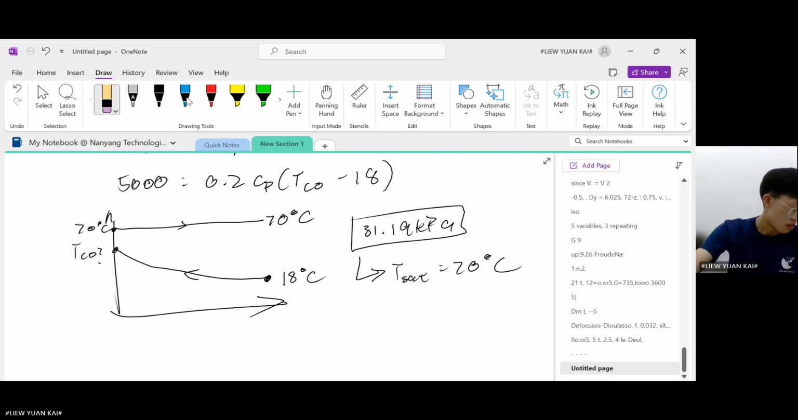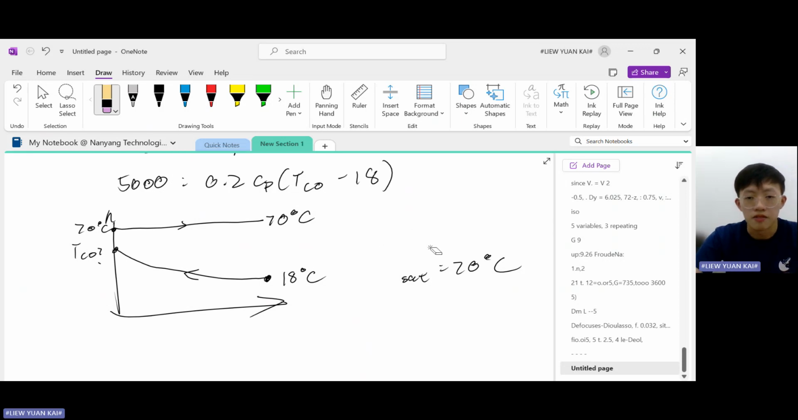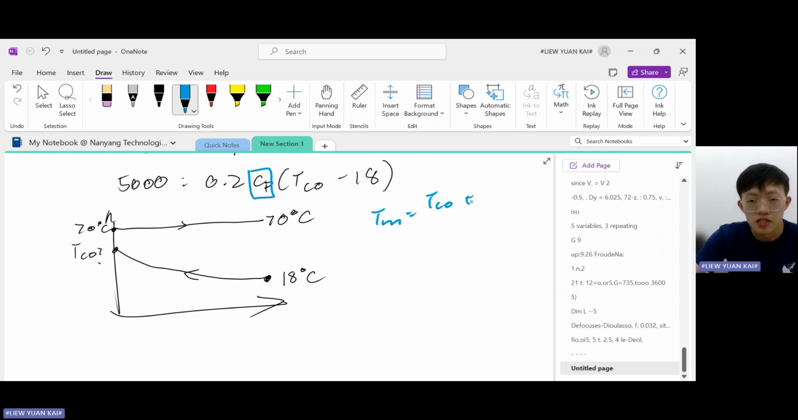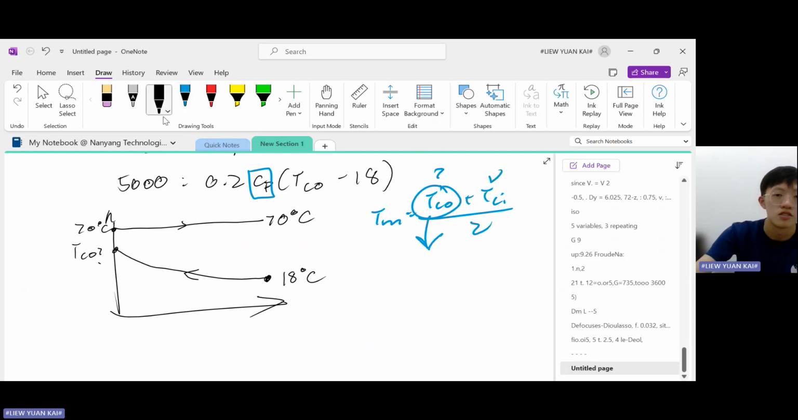Okay, so that being drawn, again, we want to beg the question. Let's recap. We want to find Cp, right? Cp is evaluated at the mean temperature, TCO plus TCI divided by 2. We have TCI, but we do not have TCO. So this needs to be assumed. And how did I get this assumed number? Take a look at this.